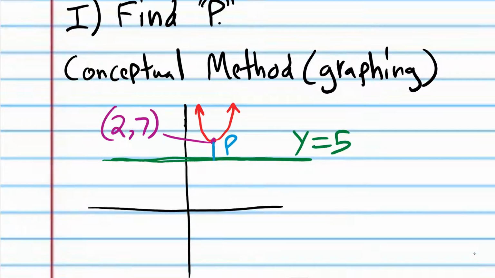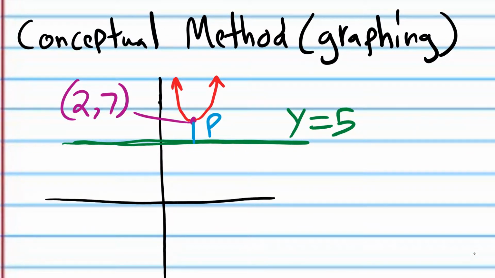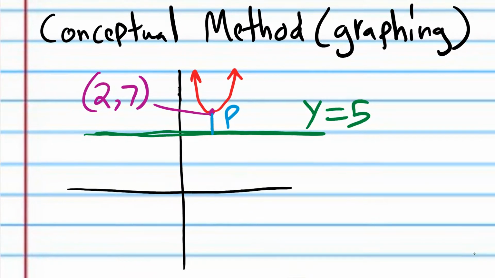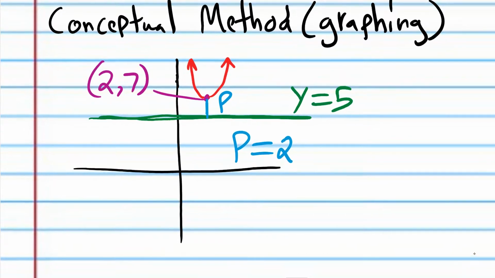So the reason I call this the conceptual method for finding P is that we can see what P is just by picturing this information in our heads. This line is y equals 5, and the purple point here has a y value of 7. So you're going up from 5 to 7 to get that distance. So what is the distance between 5 and 7? If you're going straight up, that would just be 2. So P is equal to 2. And if the parabola is going up, it's going to be positive 2. If it were going down, it would be negative 2. So that's the conceptual method.